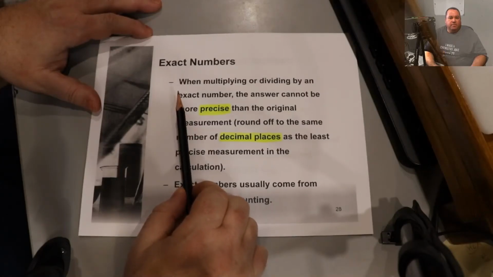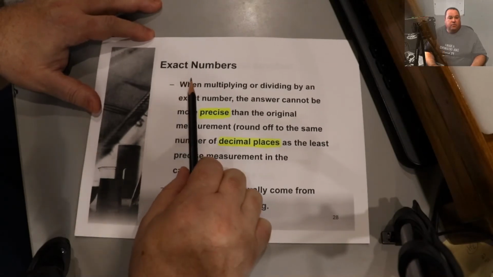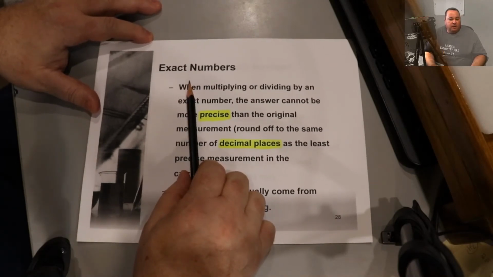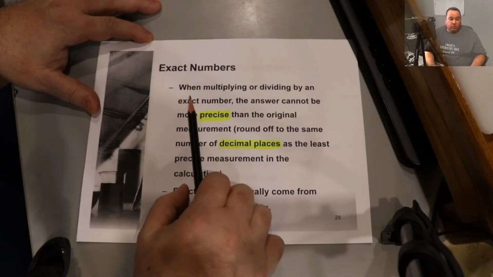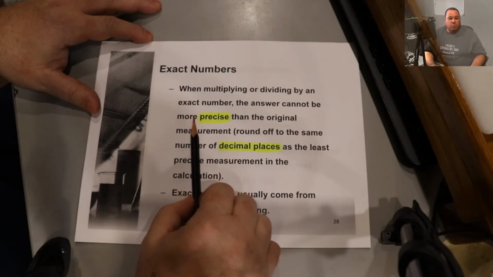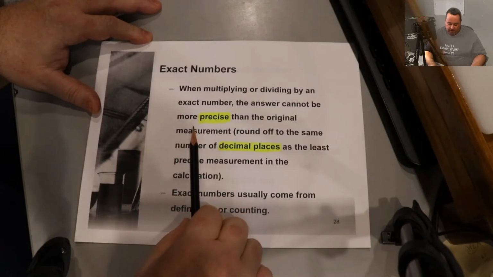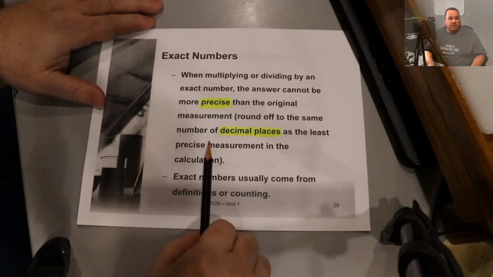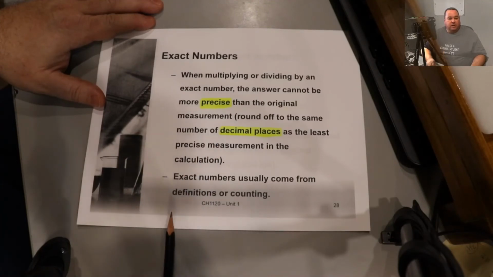One more thing to keep in mind is exact numbers in calculations. Exact numbers, as the name implies, are exact. They have an infinite number of sig figs. So when we multiply or divide by an exact number, the answer can't be any more precise than the original measurement. The rule is to round off to the least number of decimal places. We'll see exact numbers in counting or averaging, or in definitions from formulas and similar type things.